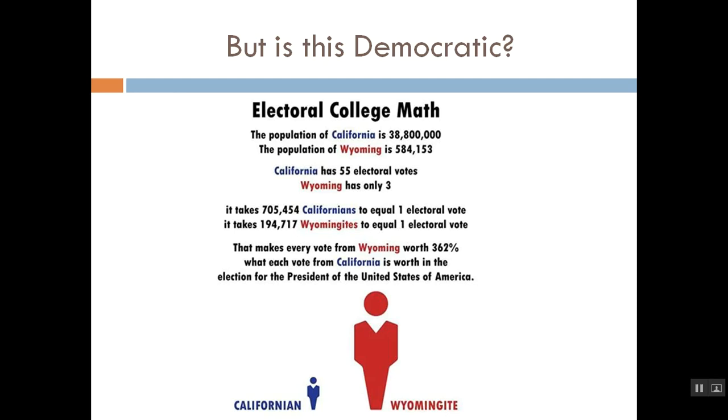and if you do out the division, you're going to find that that means that there is one elector in the Electoral College, one vote in the December election, for every 705,454 Californians. Whereas in Wyoming, we have about 500,000 people and 3 electoral votes. And what that means is that it's going to take about 194,717 Wyomingites to equal a single electoral vote. In other words, what we're going to discover is that a single Wyoming voter has about 3 times as much representation in the Electoral College as a single California voter.